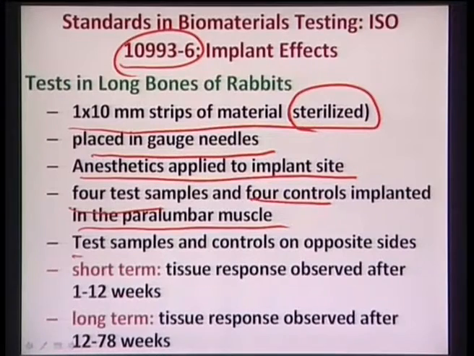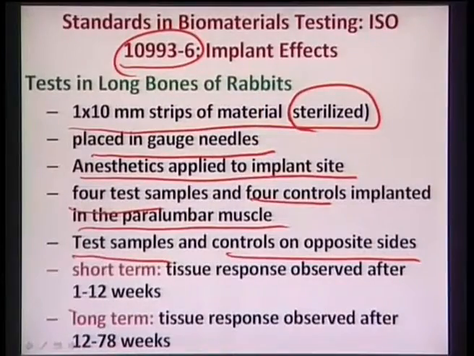Now, test samples and controls go on the opposite sides. That means that if you take one leg of the rabbit, you put your test samples, and if you take the other leg of the rabbit, you put your control samples. So, these are on the opposite legs. Then short term, as I said, is 1 to 12 weeks. Long term, you have to do this tissue response study up to 78 weeks.